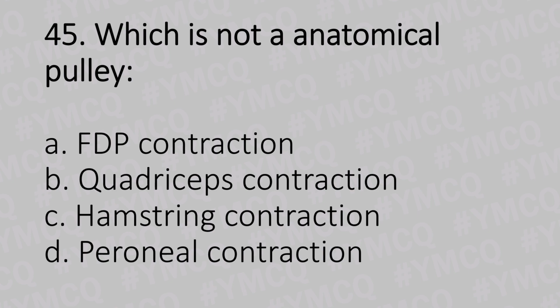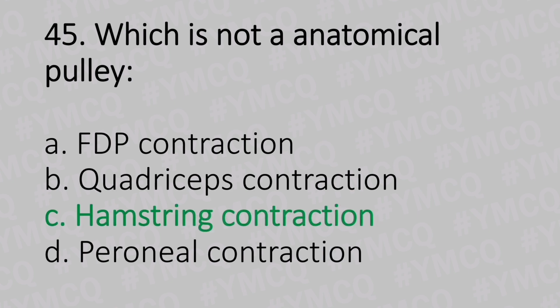Moving to our 45th question, which is not an anatomical pulley? Option A, flexor digitorum profundus contraction. Option B, quadriceps contraction. Option C, hamstring contraction. Option D, peroneal contraction. And the answer is option C, hamstring contraction.